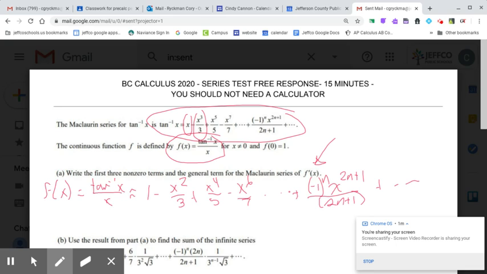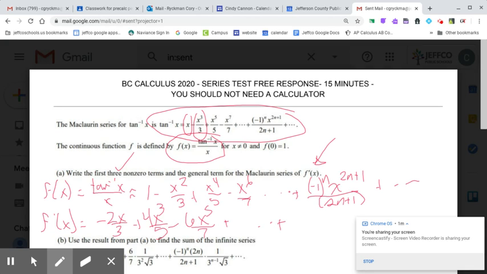All right. Now we're going to take the derivative of each term. Derivative of 1 is 0. Derivative of negative x squared over 3 is negative 2x to the 1st over 3, plus 4x cubed over 5 minus 6x to the 5th over 7. That's 3 non-zero terms, so I've satisfied that part.